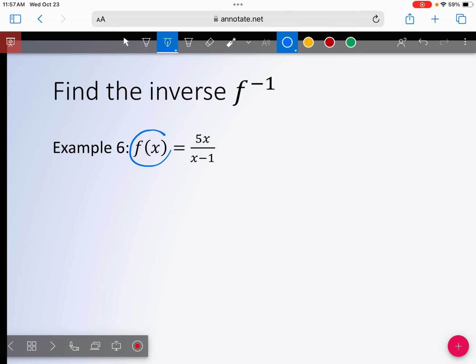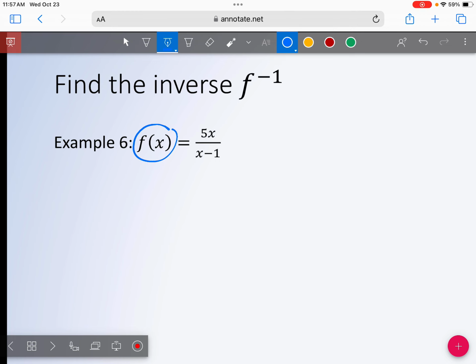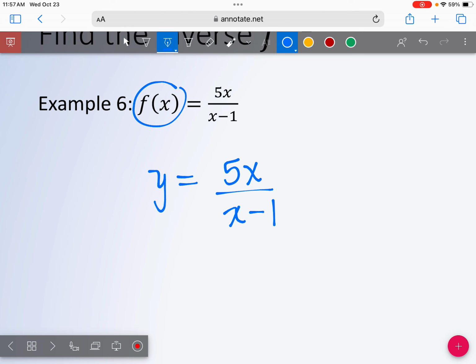Okay, so let's go ahead and get started. First thing first, f of x is the same as y. Step number 2, flip x and y. So that means that y is going to be here and here. So now, instead of having x in 2 places, I'm going to have y in 2 places. So that gives me x equals 5y divided by y minus 1.